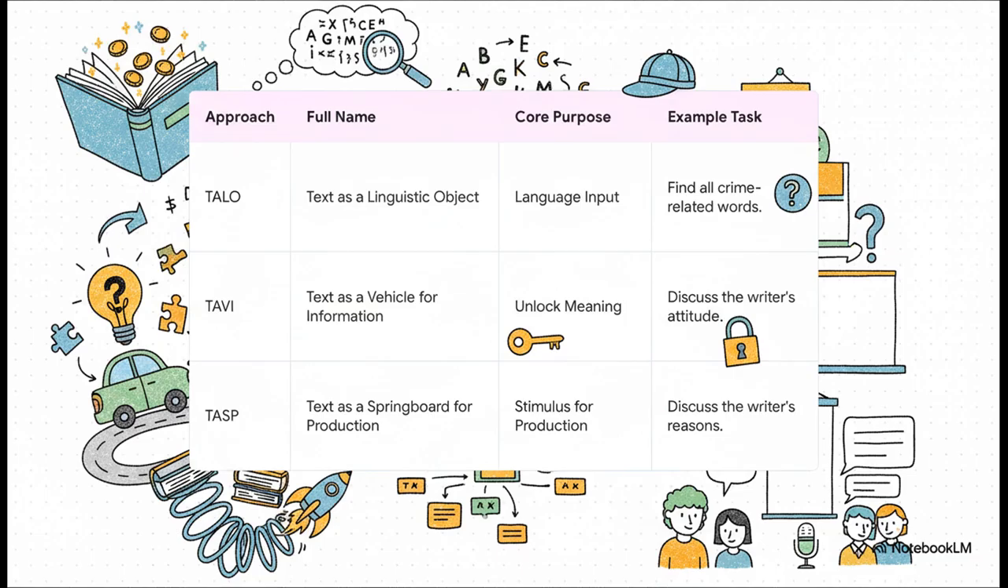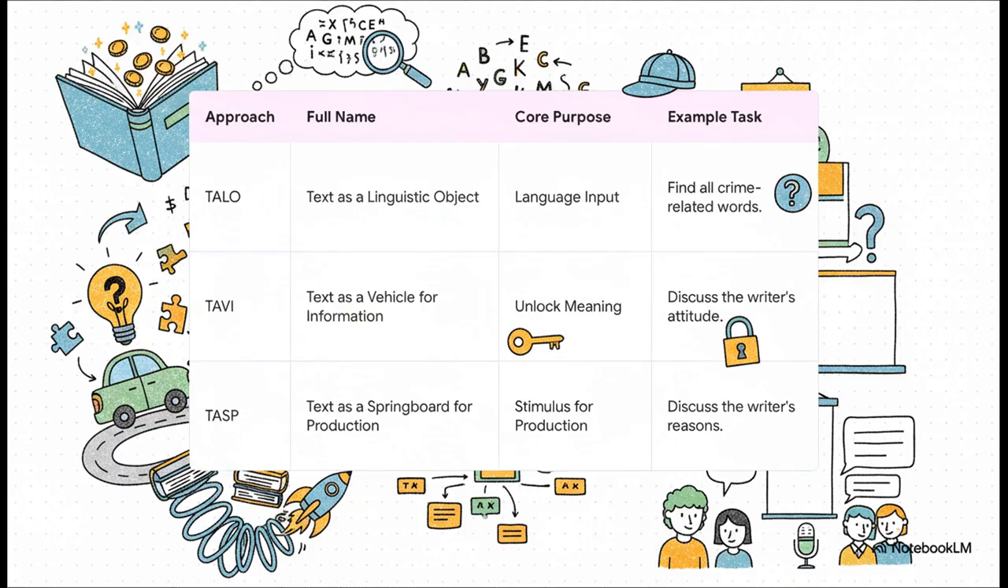Let's walk through them. All right, first up, you've got TALO, which stands for Text as a Linguistic Object. Here, the text is basically a goldmine for language. We're hunting for specific grammar points or vocabulary. So an example task would be something simple like, find all the crime-related words. Makes sense. Next is TAVI, or Text as a Vehicle for Information.